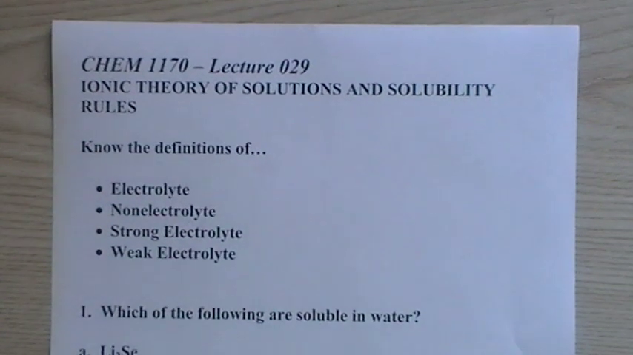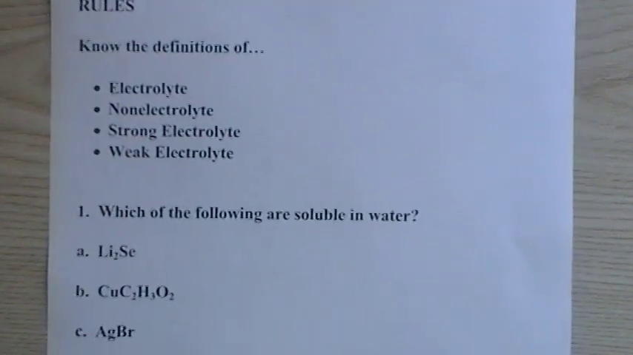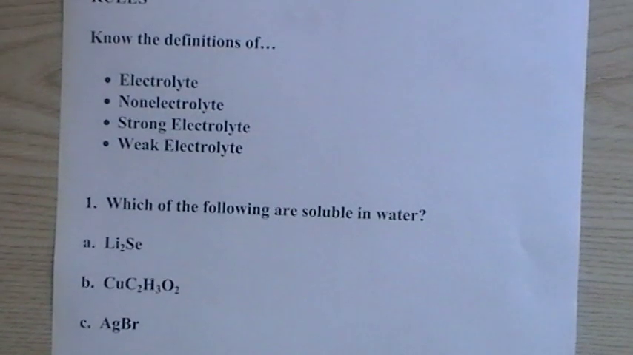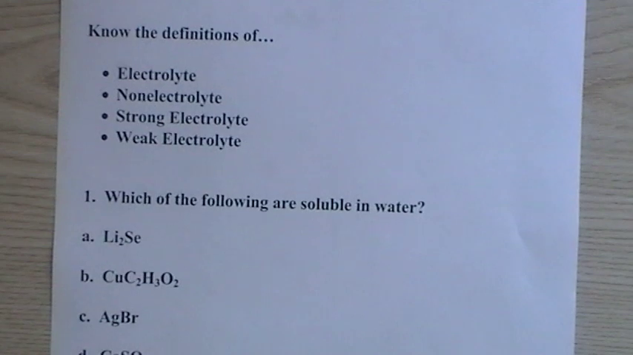Okay, lecture 29. Ionic theory of solutions and solubility rules. Here are some terms you should know. And then we're going to start with the solubility rules because that'll help us with some of the later problems. You have a table of solubility rules. It's not complete.